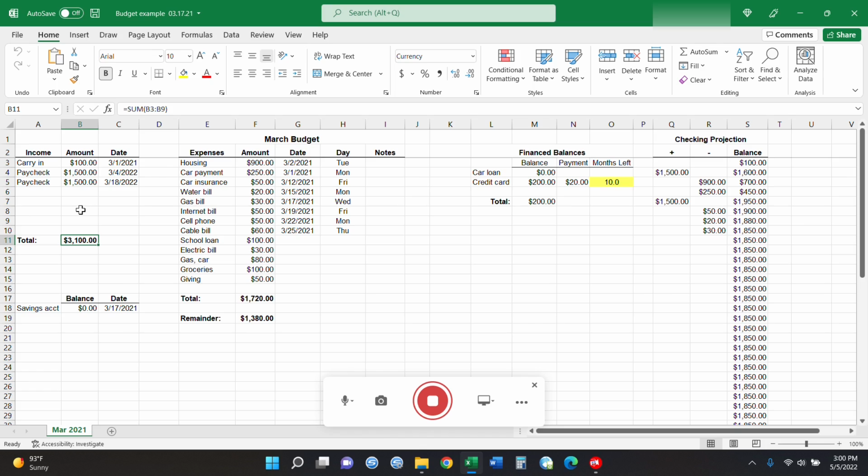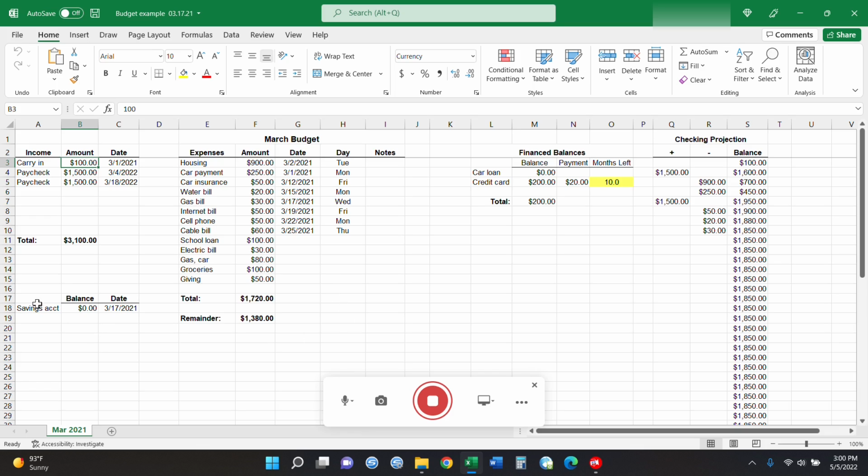So I do have here in the income section what I call carry in, which is basically just the amount of your checking account balance that carries over from the previous month. So in this case, we just used $100. These are all just sample dollar amounts that I've put in here just to kind of demonstrate how this works.